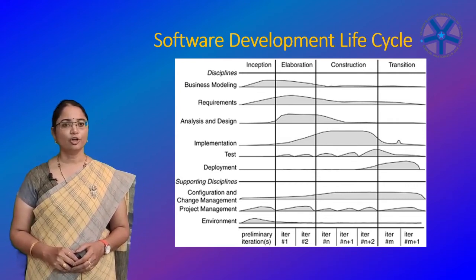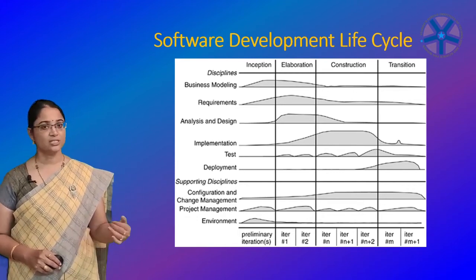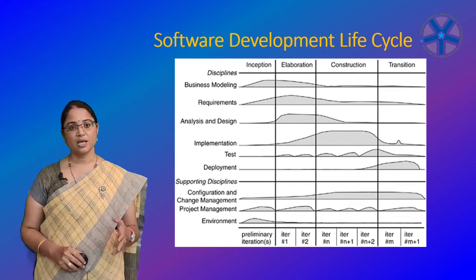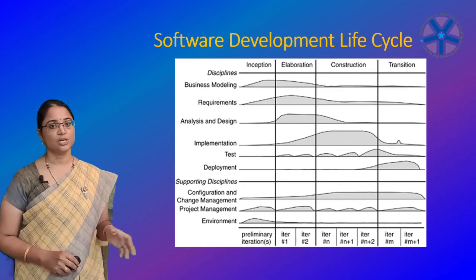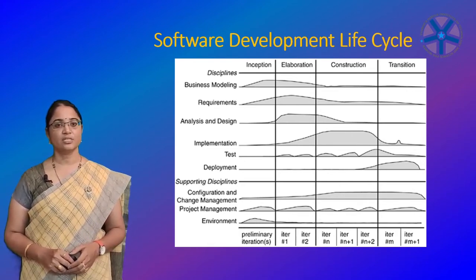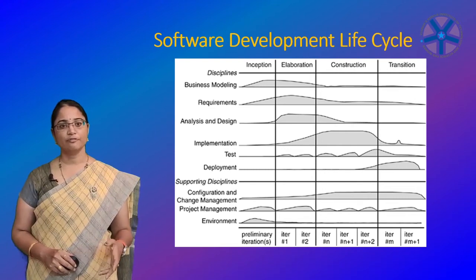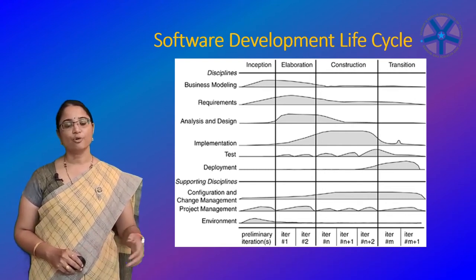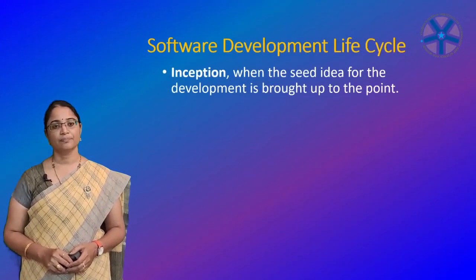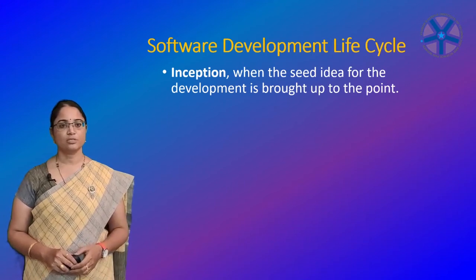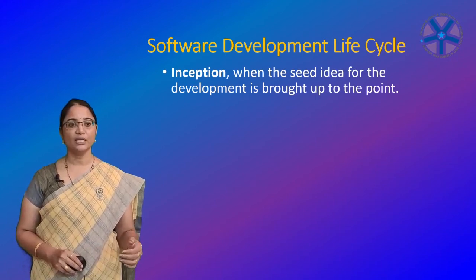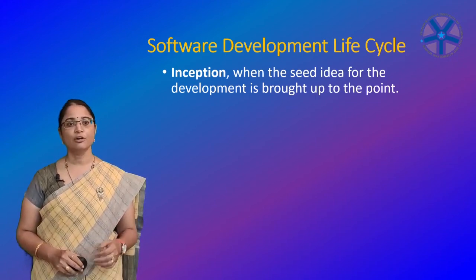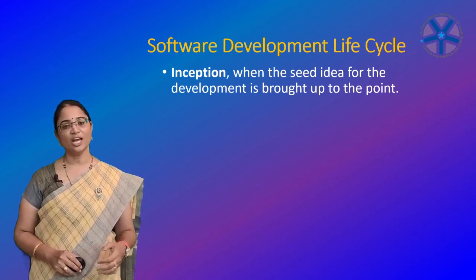In the figure of the software development life cycle, you can see the phases. As I told you, there are inception phase, elaboration phase, construction and transition. In the diagram, we have seen the workflows also. These workflows have varying degrees of focus over time. Coming to the first phase, that is the inception phase. Inception is the first phase of the process, when the seed idea for the development is brought up to the point of being at least internally sufficient, well-founded to warrant entering into the elaboration phase.